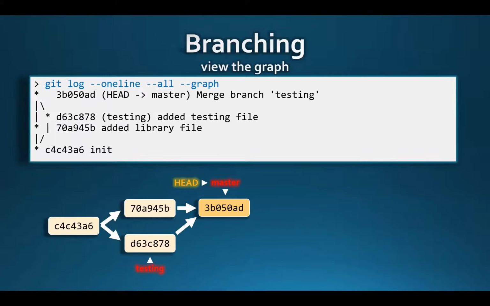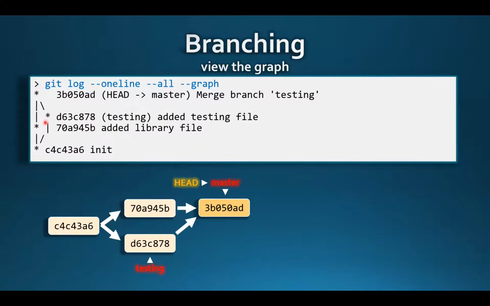Now let's have a little look at the graph of what happens in the log. So we use git log --oneline --all, but we're going to add the graph flag. And this gives you these lines and stars and shows you the direction and the hierarchy of your repository. So you've got the init, then we diverged. The first thing we did was initialize the repository, add the library file, and then we added the testing file, but that was diverged on a branch.